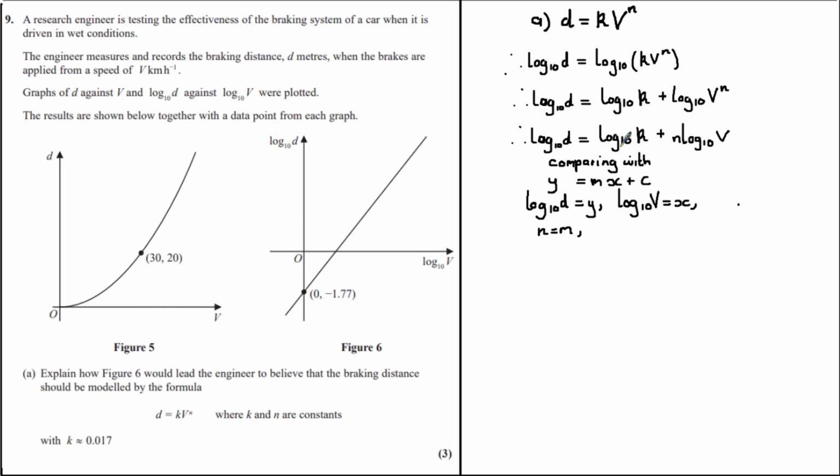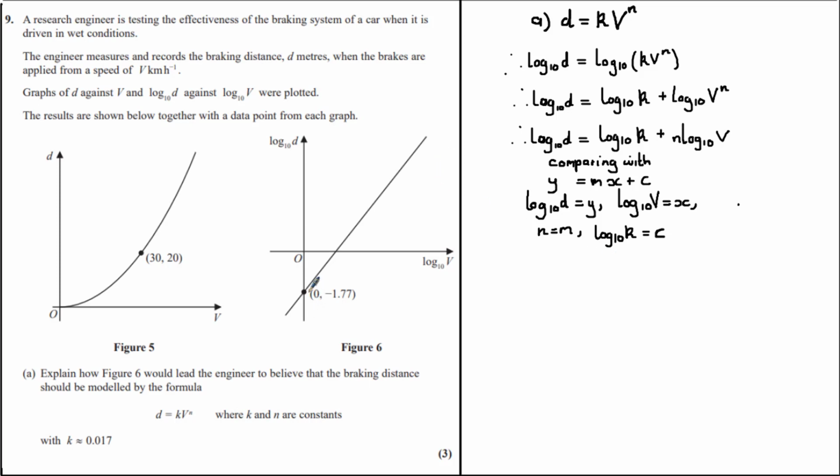So that leaves us with log base 10 of k is equal to c. By comparing these terms with the general equation for a straight line, we've managed to show that log base 10 of d would be the y part of this equation, and if we look at figure 6, it happens to be the y part of this graph, and log base 10 of v is equal to the x part of the equation, and here we can see that log base 10 of v is the x part of the graph. So we can compare this linear relationship with the linear relationship represented by this graph to help us find out what the value of k is in this question.